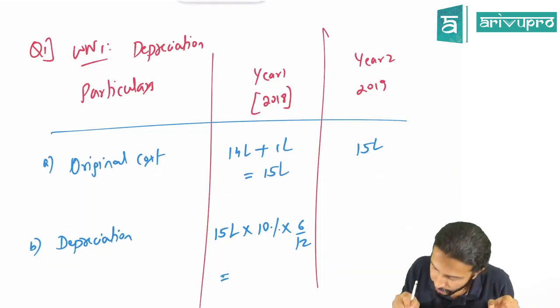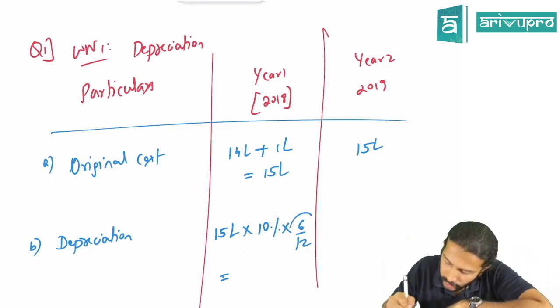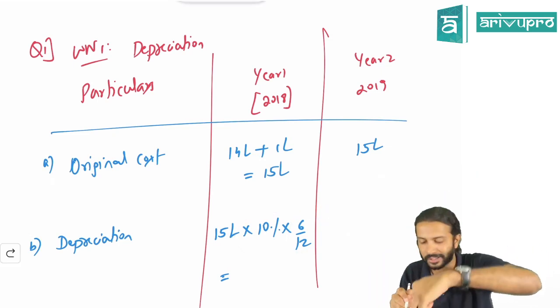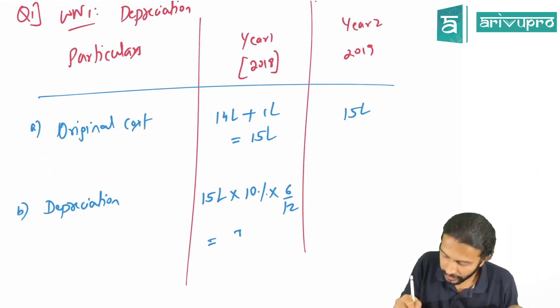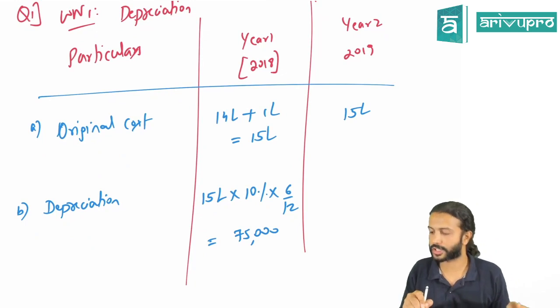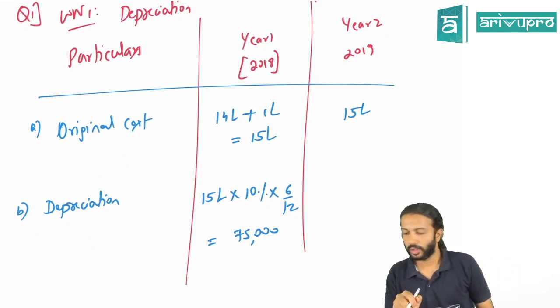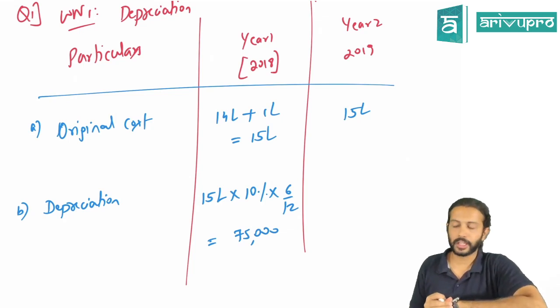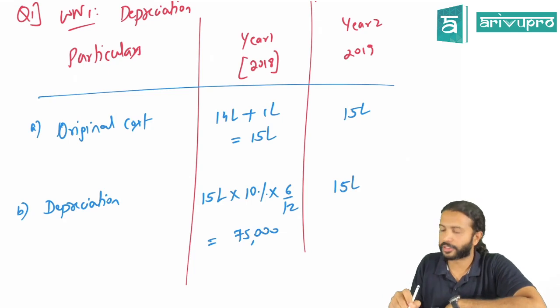For the first year, did I use the asset for the whole year or only for 6 months? In the first year, I used the asset only for 6 months. Hence, you'll have to prorate, or you have to write 6 by 12. Got it? Hence, this will be 75,000 for the first year. Any calculation problem? Anybody? Nothing. Alright.